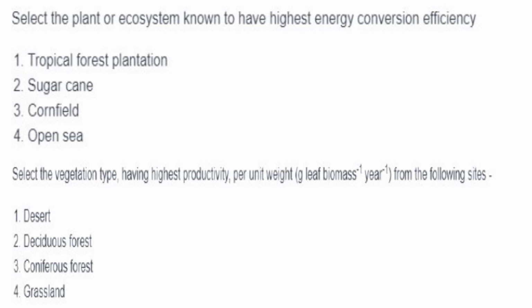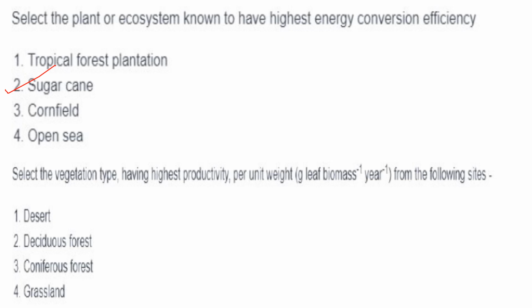Then select the plant or ecosystem known to have the highest energy conservation efficiency. Here they have given sugarcane in the options, and I think that is because sugarcane is a C4 plant. Upon checking, I found that it has more energy conservation efficiency than corn and open sea. So the answer is option 2.